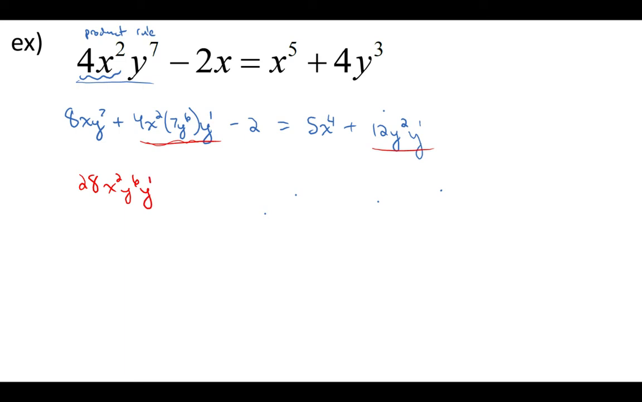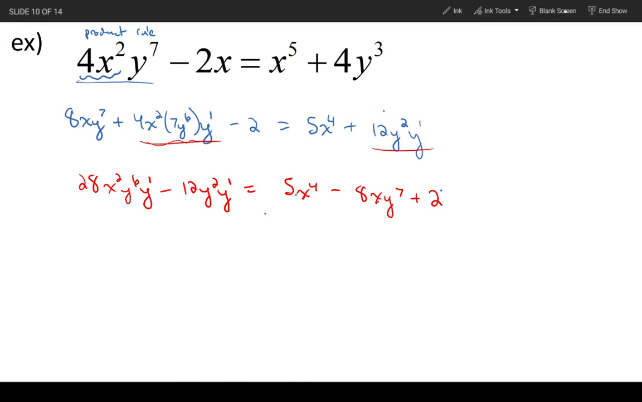And I'm going to be moving that 12 term over. So it'll be minus 12y squared y prime equals, we've got that 5x to the fourth on the right side. I need to move over the 8xy to the seventh. So I'm going to do minus 8xy to the seventh. And then I'm going to add the 2 over. So I've only got y prime terms on the left side.